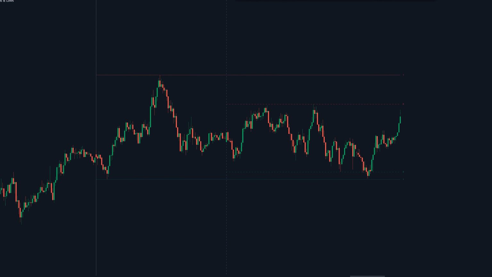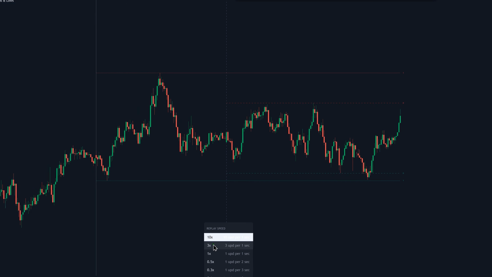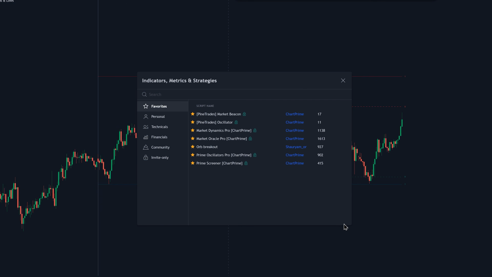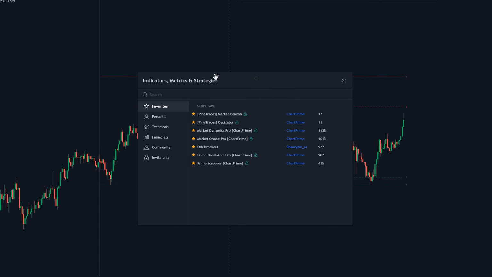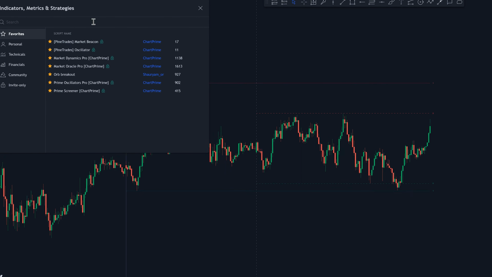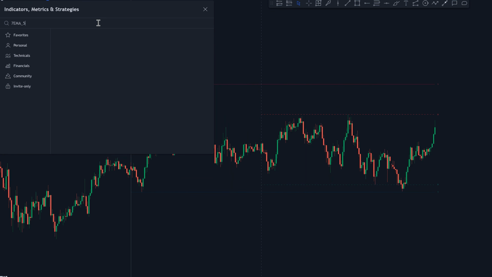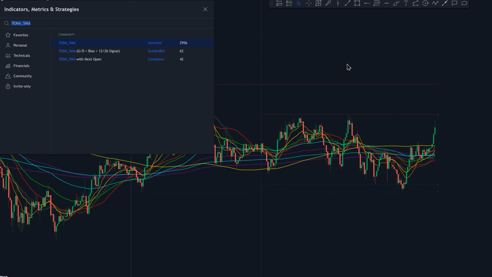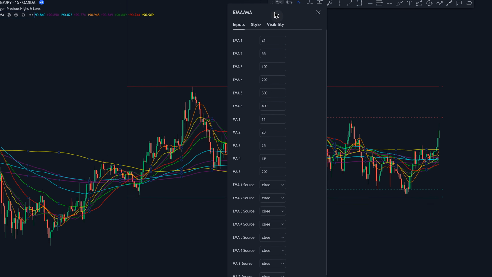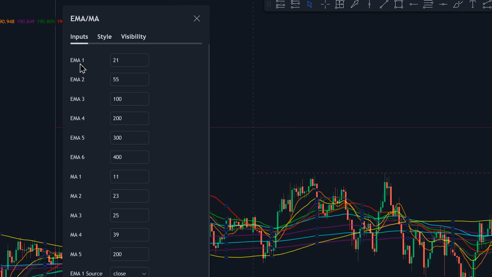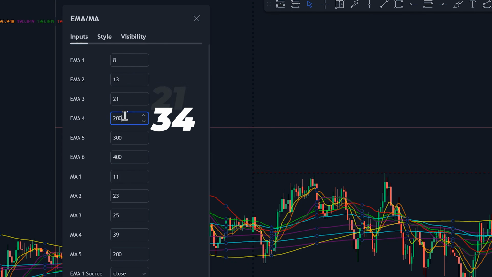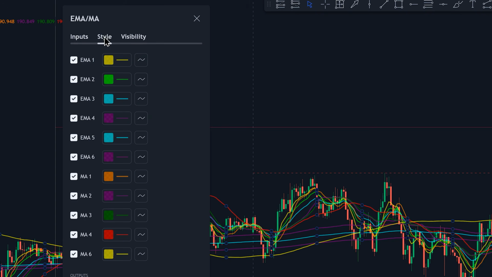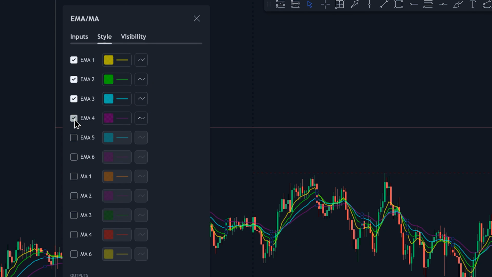Now, in order to use this indicator to trade, we have to add one extra indicator to the chart that we can use for trend identification. That indicator is called 7EMA_5MA, this one by Storewise. Double-click on it so we can change some settings. On the Inputs tab, you want to change EMA1 length to 8, and then 13, 21, and 34. On the Style tab, we want to disable every single moving average except for the first 4 options.